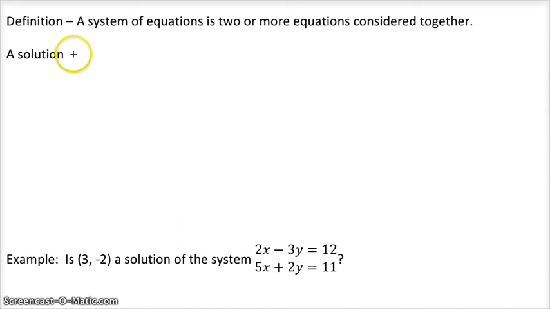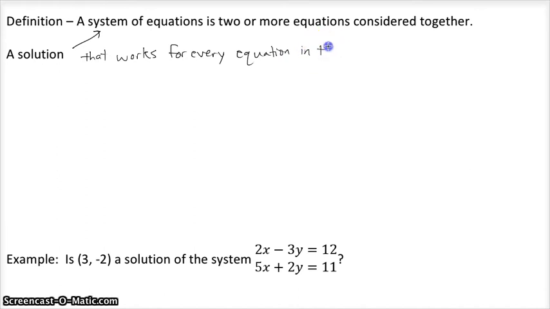A solution for a system is just going to be a solution that works for every equation in the system. So it's got to work for every single equation that's in the system for it to be a solution.